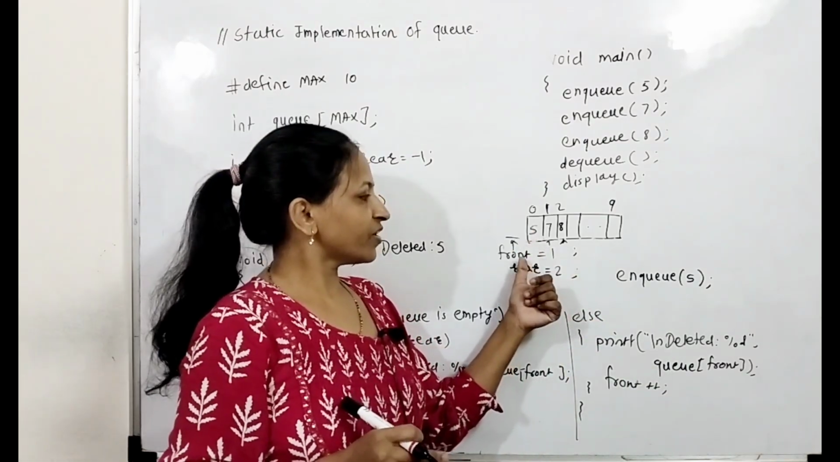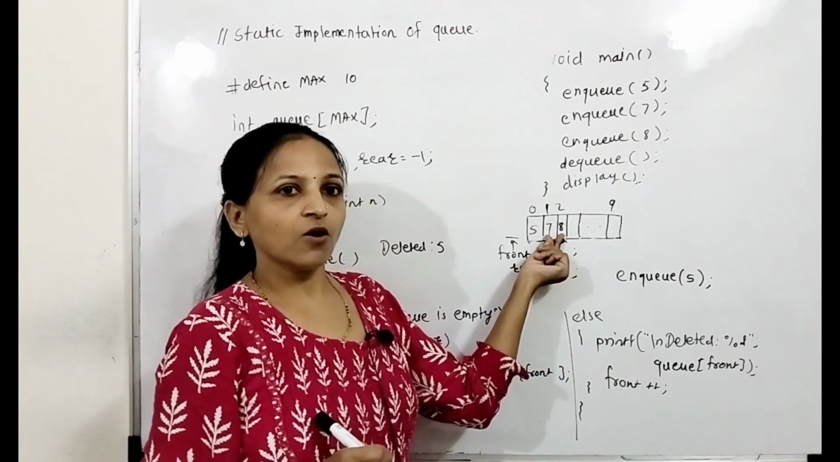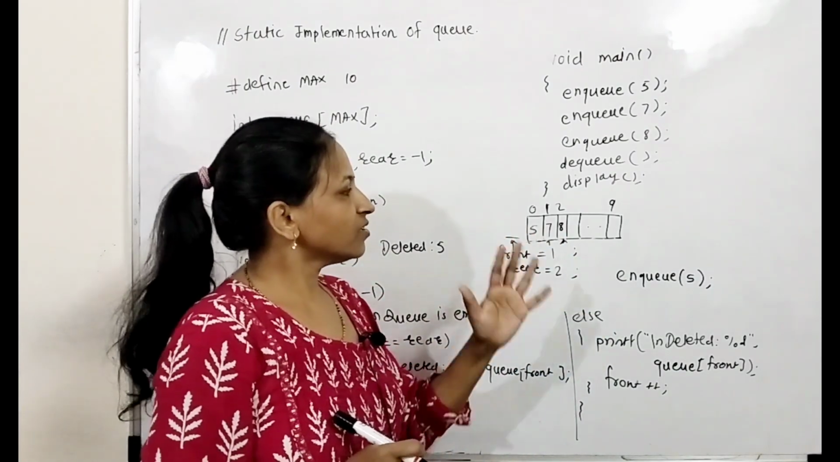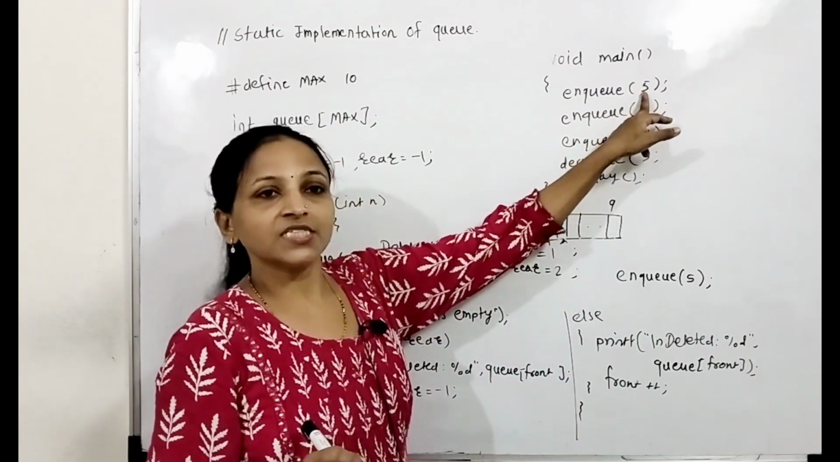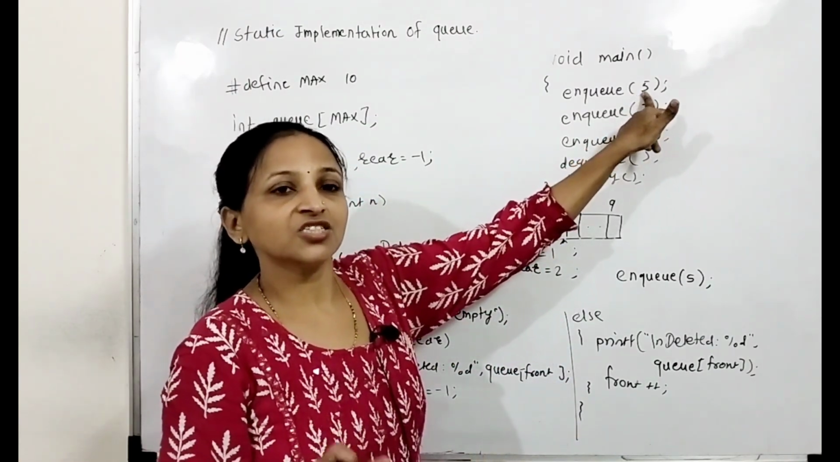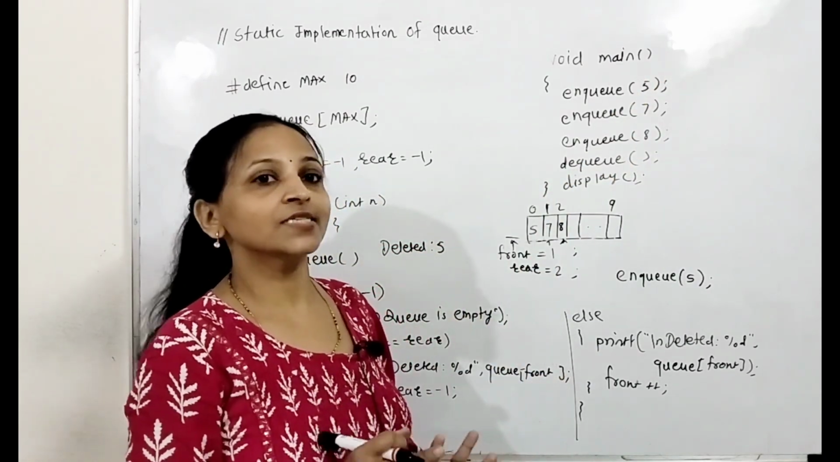Now the index of front is 1 and rear is 2. This is the only queue now, and the deleted element is nothing but 5. See here we are removing the element which was inserted first, means we are following the first in first out approach, means this implementation is correct.